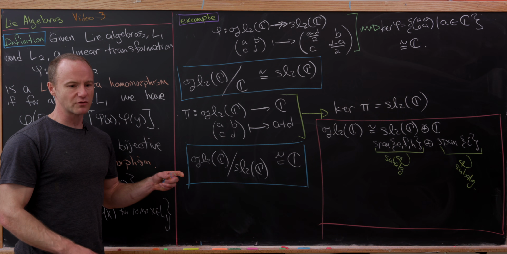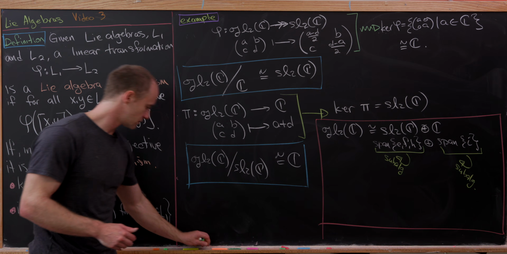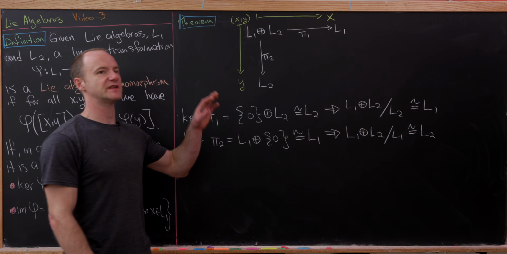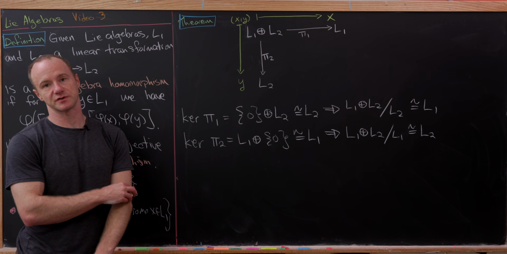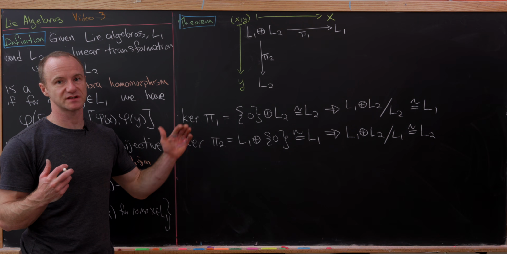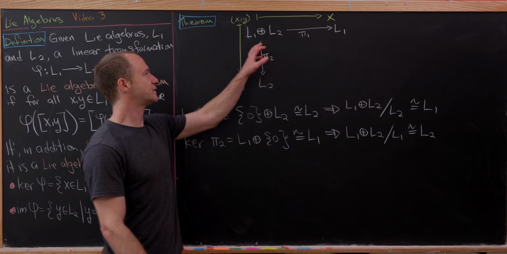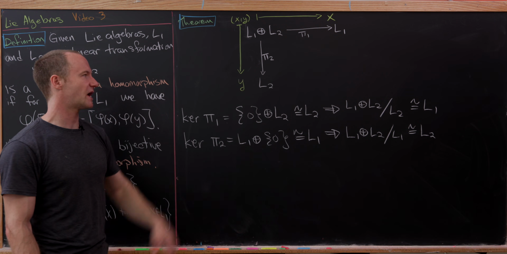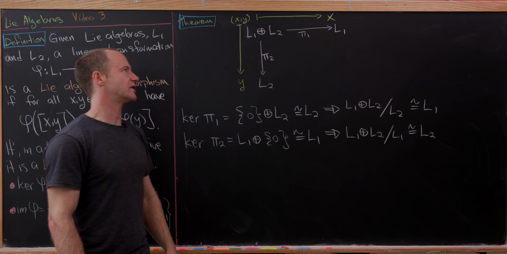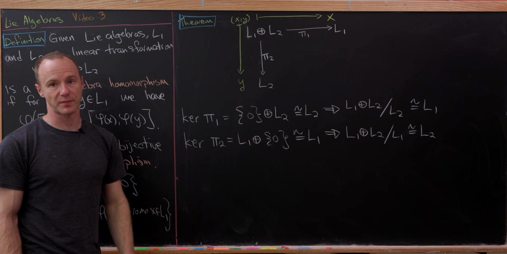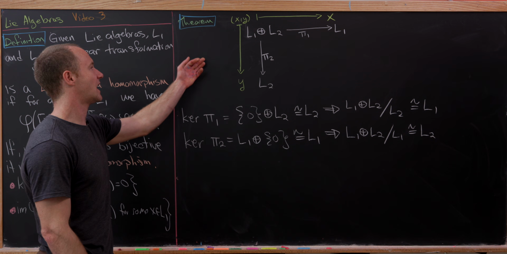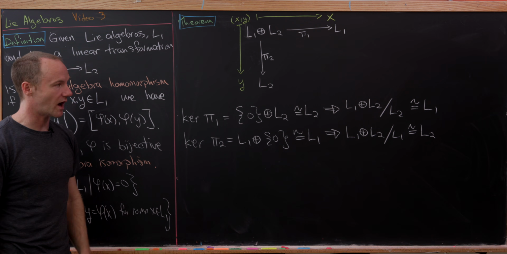Okay, so let's look at the general version of this result. Here's a general version of what we just saw. If we have the direct sum of any two Lie algebras, L1 and L2, then there are obvious projections onto the components. We've got pi 1 projecting to L1 and pi 2 projecting to L2. Let's recall that everything in L1 direct sum L2 can be thought of as an ordered pair x, y, and pi 1 projects it onto x, and pi 2 projects it onto y.